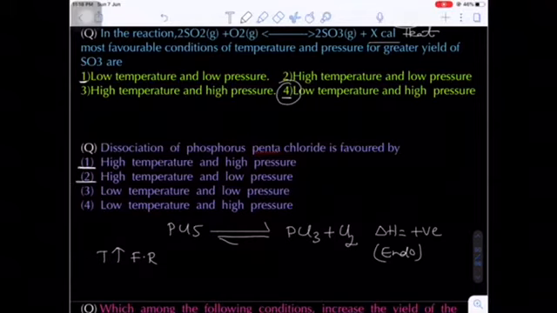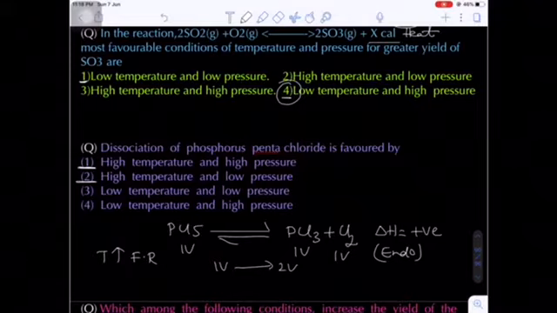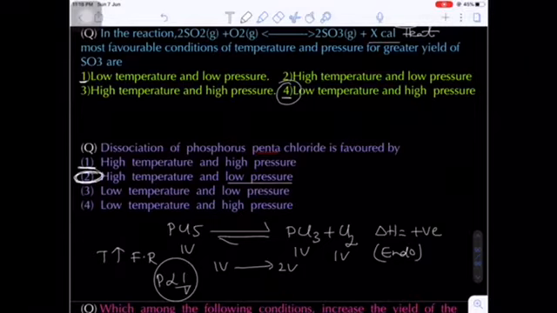Now come to the effect of pressure. 1 volume of PCl5 gives 1 volume of PCl3 and 1 volume of Cl2, that means 1 volume of reactant gives 2 volumes of product. If the system moves in the forward direction, the volume increases. Volume increasing means pressure has to reduce, because pressure and volume are inversely proportional. If you decrease the pressure, the system tends to move in the direction where there is an increase in the number of gas particles. Are you getting my point? That means pressure has to be reduced, so high temperature and low pressure. That is the second option.